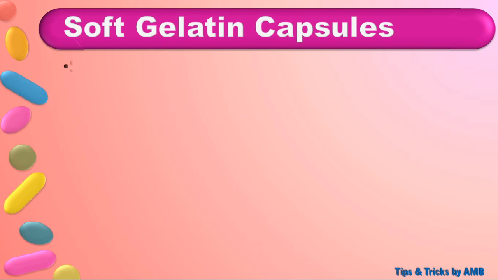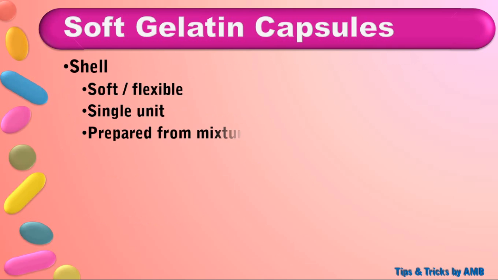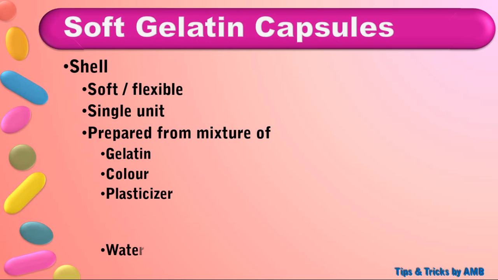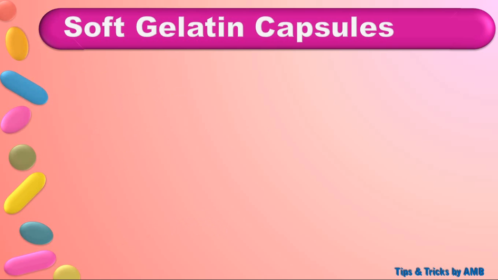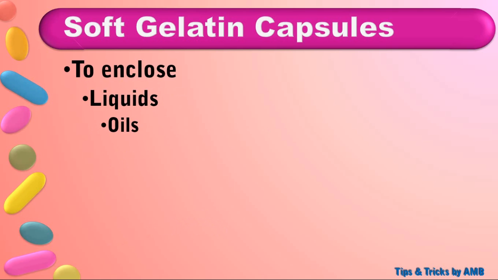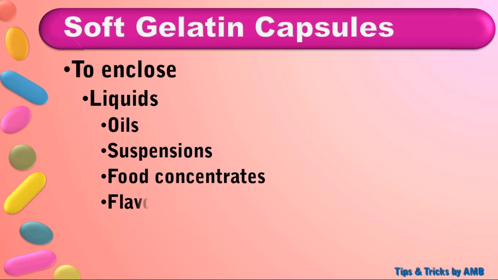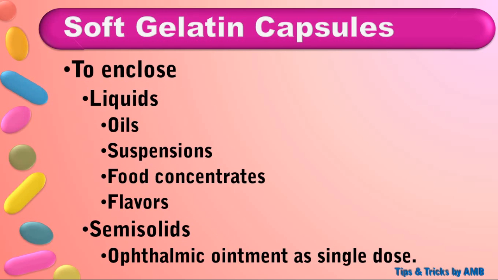The shell of this type of capsule is soft and more flexible in nature than hard gelatin capsule, and it is a single unit. The shell is prepared from a mixture of gelatin, color, plasticizer in water. Plasticizer makes the shell soft. Glycerin and sorbitol can be used as plasticizers. These are used to enclose liquids like oils, suspensions, food concentrates, flavors, etc. and semi-solids like ophthalmic ointments as single dose.